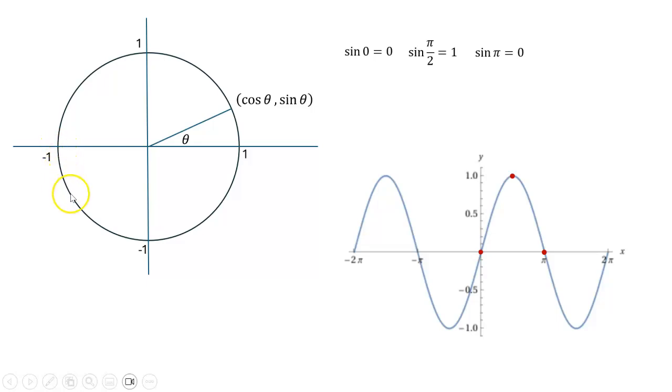And continuing, suppose our angle increases to 3 pi over 2. You see the y-coordinate is now down to -1. There's the corresponding point on the graph. And finally, if we go all the way, we come full circle here, pun intended. We've gone 2 pi radians. We're back to the y-coordinate being 0. So sine of 2 pi is 0. There's the corresponding point on the graph.